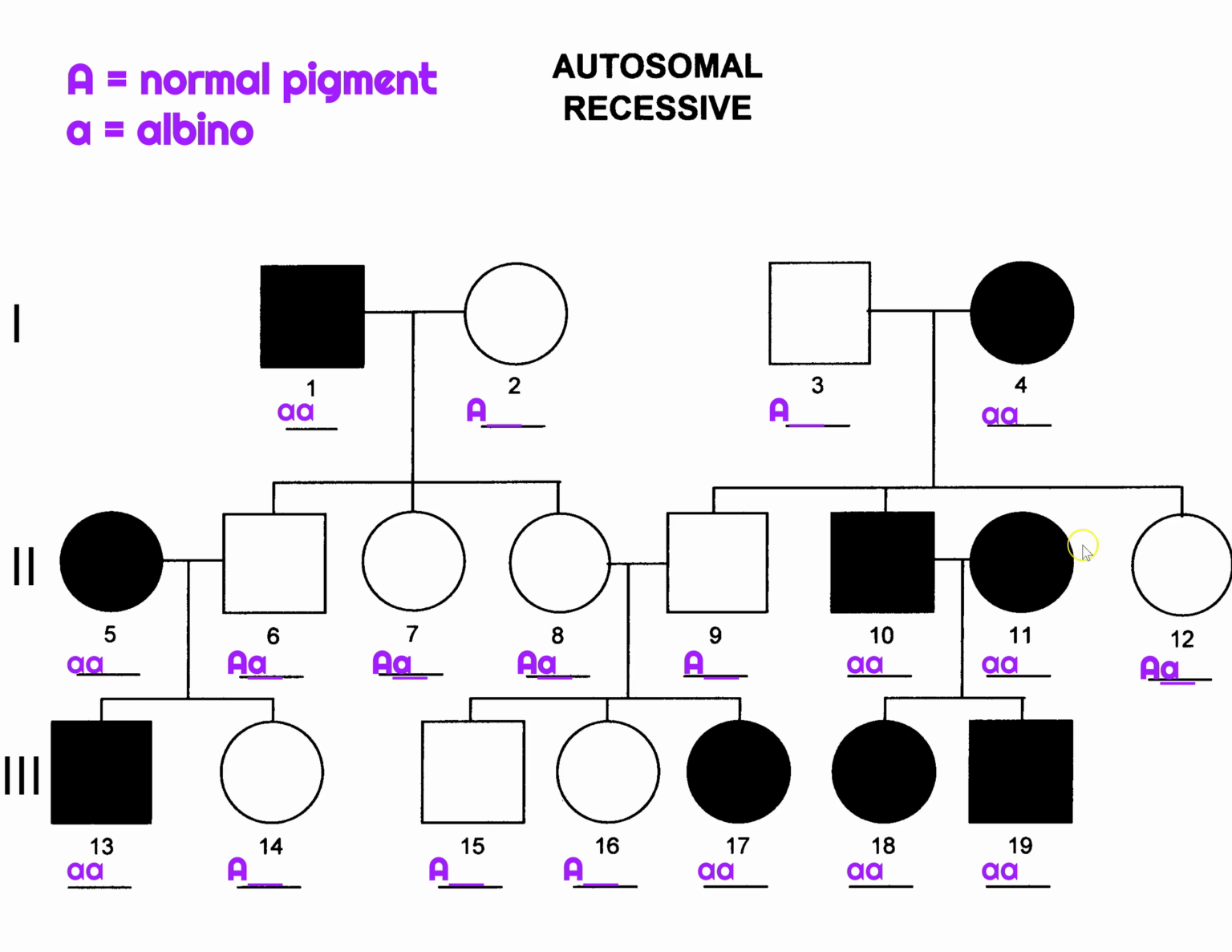Okay, now look at dad right here. They did have one son that was albino, right? So mom had to give a little A. Dad also had to give a little A.